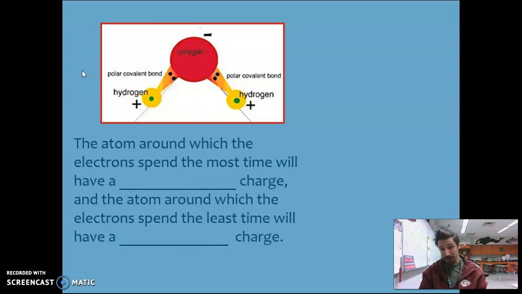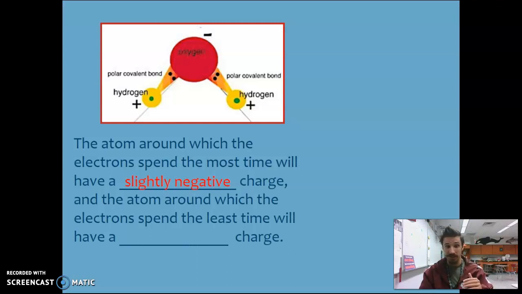Now, the atom around which the electrons will spend most of their time will have what kind of charge? Remember, electrons are negative, so if they're spending most of their time around this atom, then that atom must too have a slightly negative charge. And that's what we're indicating here on the oxygen. It's going to have a slightly negative charge because most of the electrons' time is going to be spent there.